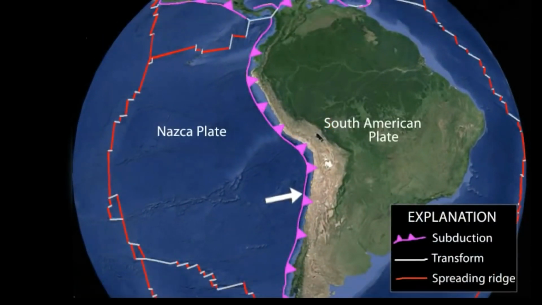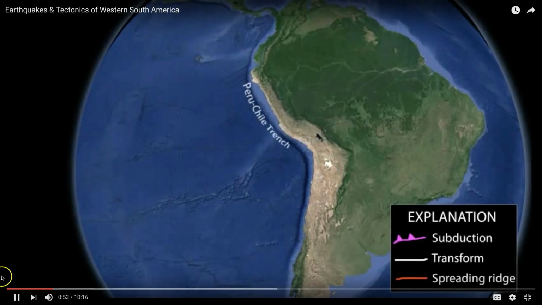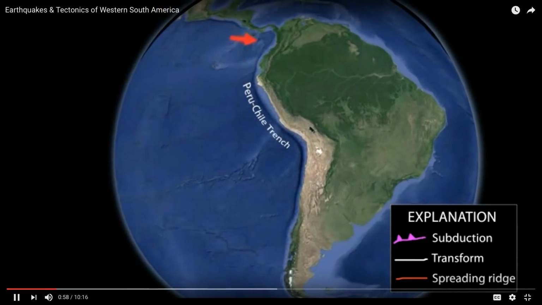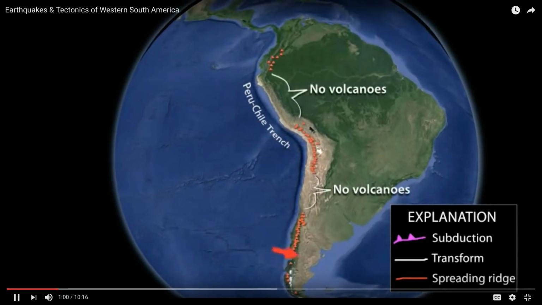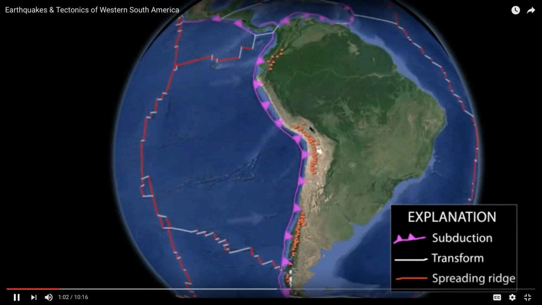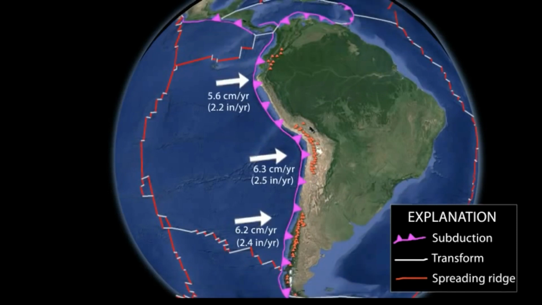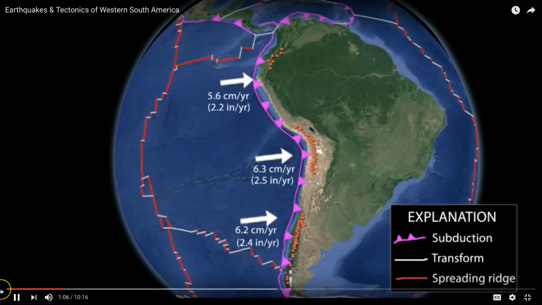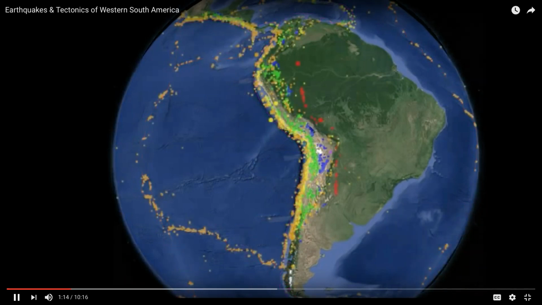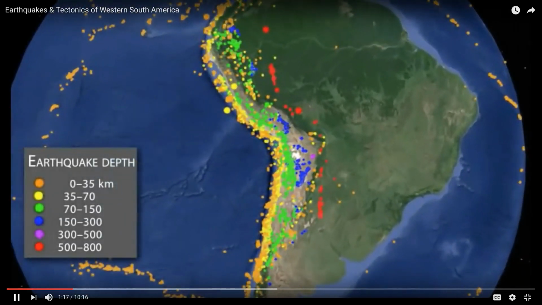Regional tectonics are dominated by subduction of the oceanic Nazca Plate beneath the continental South American Plate, which produced both the 5,900-kilometer-long Peru-Chile Trench and the arc of active volcanoes parallel to the trench. Rates of convergence range from 5.6 centimeters per year in Ecuador to 6.3 centimeters a year in northern Chile. They have recently been updated using GPS observations.